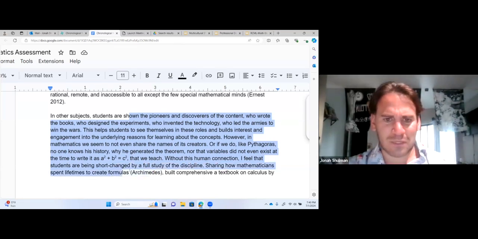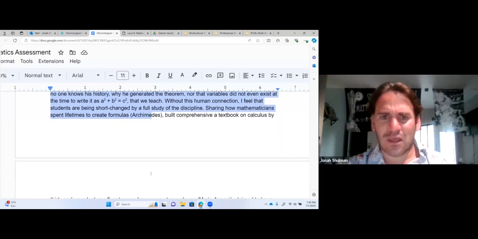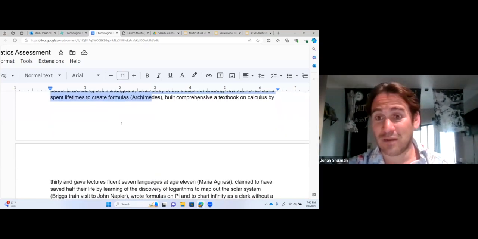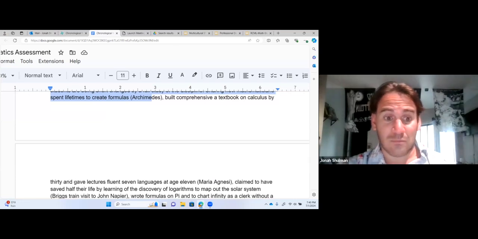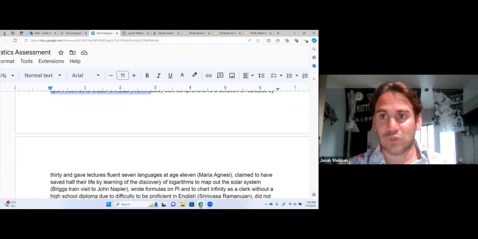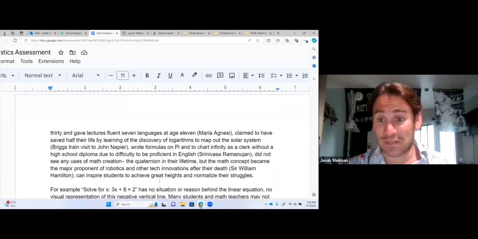Sharing mathematicians who spent lifetimes to create formulas, like Archimedes. We've got Maria Agnesi, who wrote the first comprehensive calculus textbook. By 30, she gave lectures, and she was fluent in 7 languages by age 11. She's awesome. She also did the curve of Agnesi, which if you want to know more about, I can tell you.